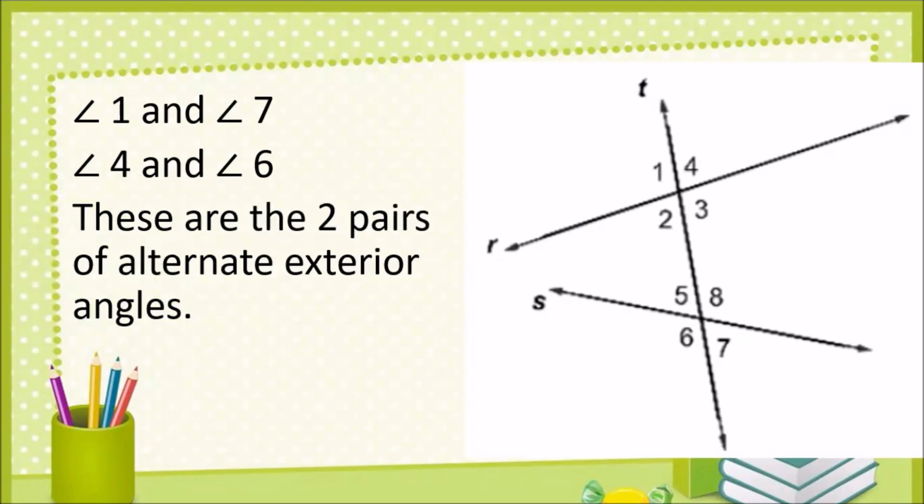So kanina, ang corresponding angles parehas na nasa taas, parehas na nasa ilalim on the same side of the transversal. While yung alternate interior, magkaiba ang pwesto pero parehas na interior. So the same also in exterior, alternate exterior angles.